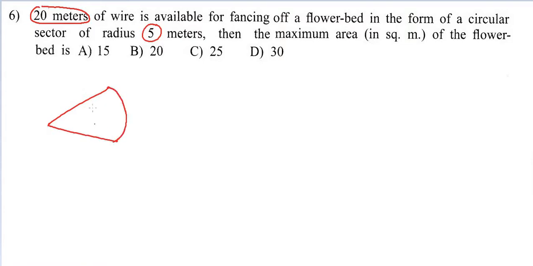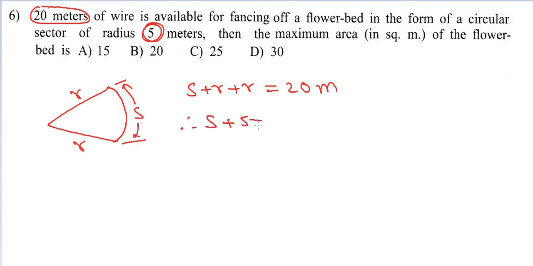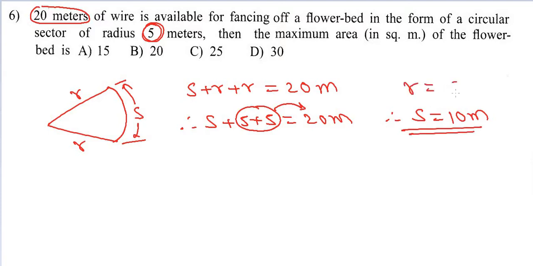Now in order to fence this, the total wire available is 20 meter. Let us consider that the length of arc is S, and R is the radius given. So this is R. So the total wire needed to fence up the flower bed is equal to S plus R, and that is given, that is equal to 20 meter. R is also given, R is equal to 5 meter. Therefore S plus 5 is equal to 20 meter, and from here we can calculate S. Shift this 5 to the right hand side, it would be 20 minus 5, that is equal to 15 meter. So S is equal to 10 meter, R is also given, R is equal to 5 meter.